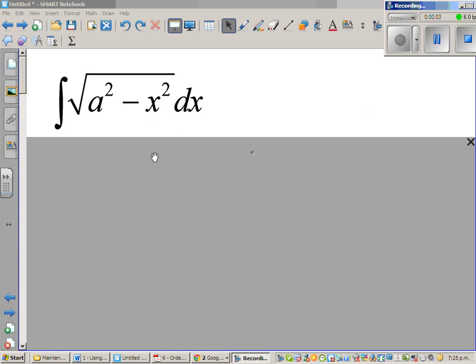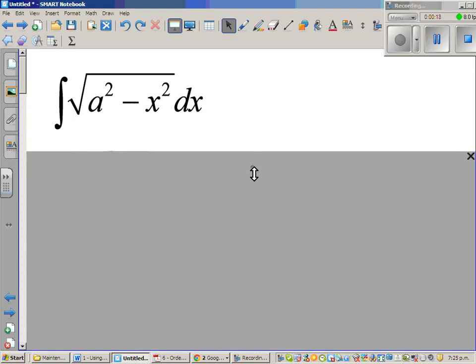Integrate the square root of a squared minus x squared dx. Now to integrate this function, you have to do a trig substitution. So this is an example of trig substitution.